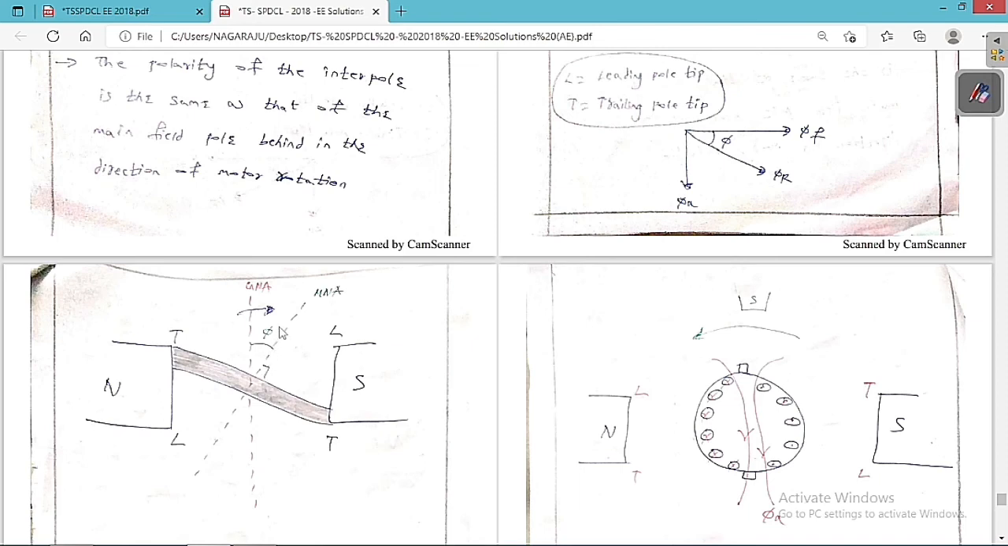I can conclude the very important point now: always in a generator, the trailing pole tips are going to get oversaturated. The flux will be much more when compared to the leading pole tips, and the MNA is always going to rotate in the same direction of rotation of the generator.